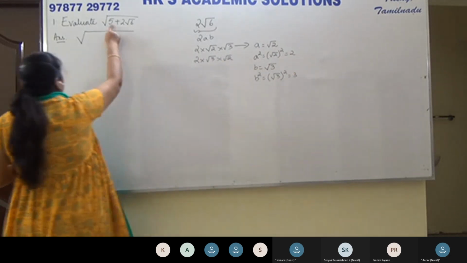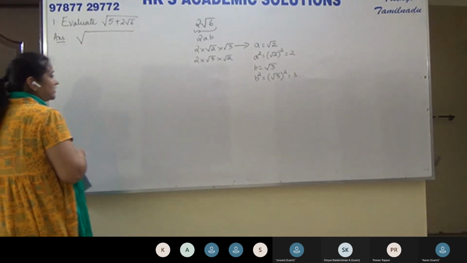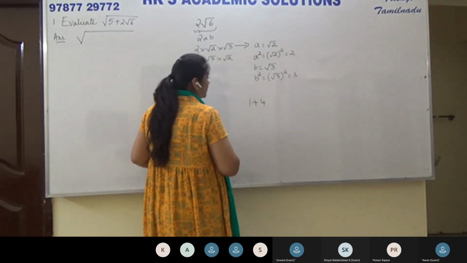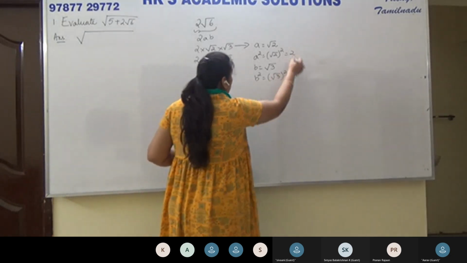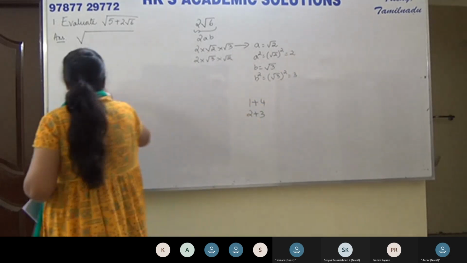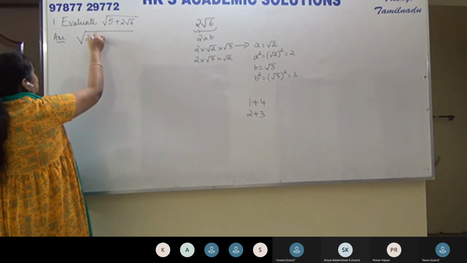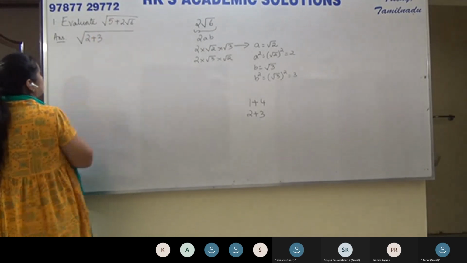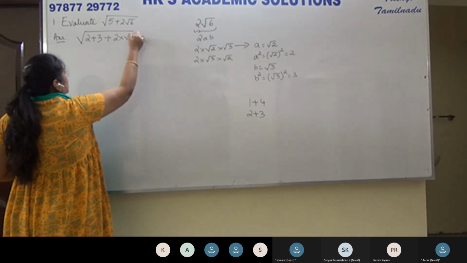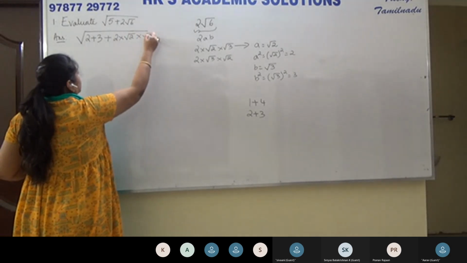Clearly, we can write 5. See, 5 can be written in different ways. You can write 5 as 1 plus 4. But we choose to write 5 as 2 plus 3. See here, 5 as 2 plus 3. We write 5 as 2 plus 3 plus 2 into root 2 into root 3.